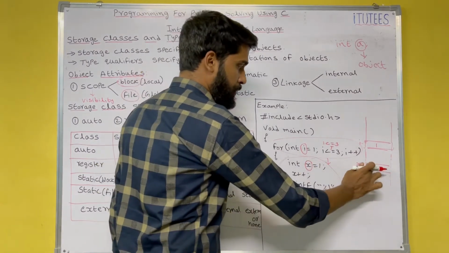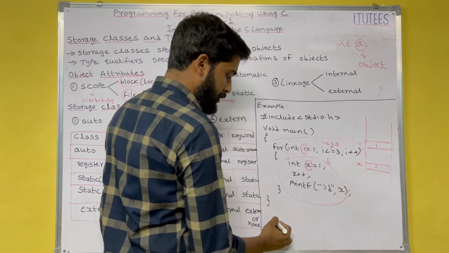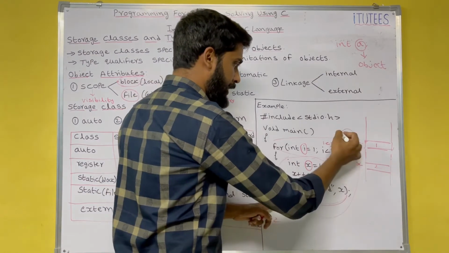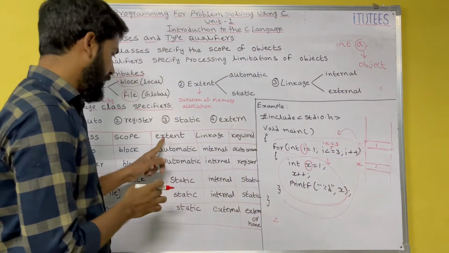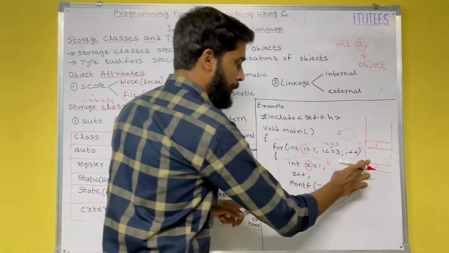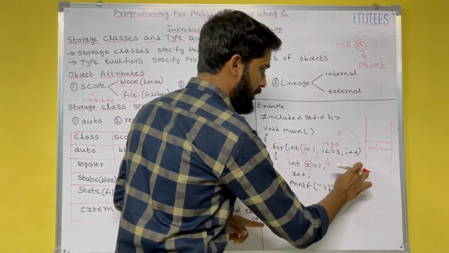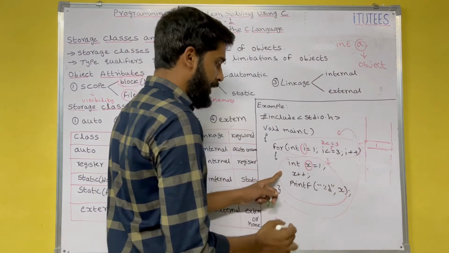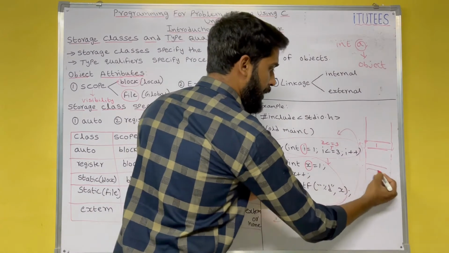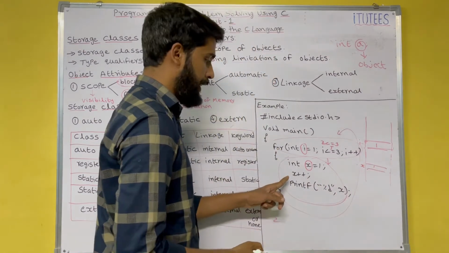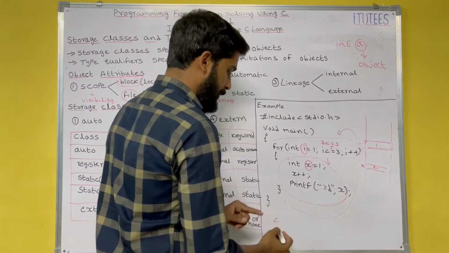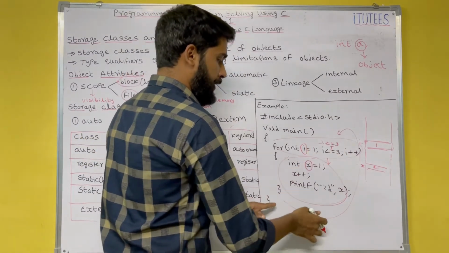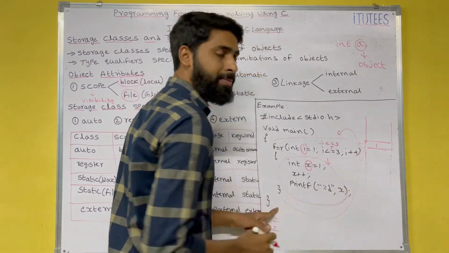x plus plus, now it becomes 2. You are going to print 2. After completion of this block, you enter another time, but its extent is automatic, so memory is deallocated. Again, it enters the block, 2 less than 3. x equals 1, again memory is allotted. x plus plus gives 2, and it prints 2 again. i plus plus, it becomes 3. When the block ends, deallocation.